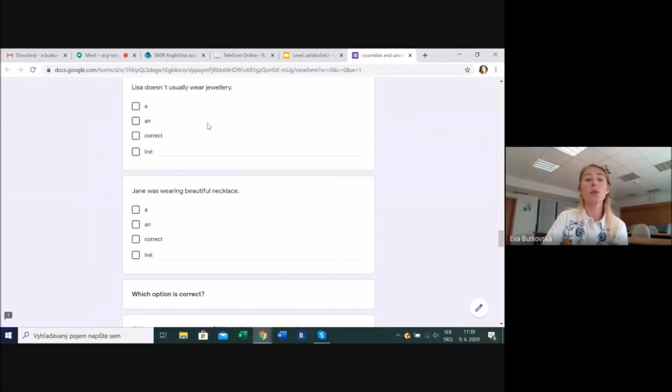Lisa doesn't usually wear jewelry. Jewelry, in this case, is a category. So it's earrings, rings, necklaces. So in this case, the sentence is correct. But in the second sentence, Jane was wearing beautiful necklace. In this case, necklace, that's a part of a category, jewelry. Necklace is countable. So Jane was wearing a beautiful necklace.